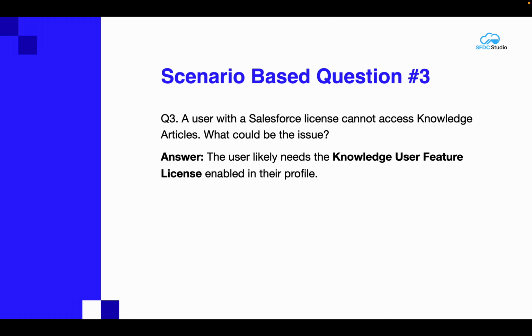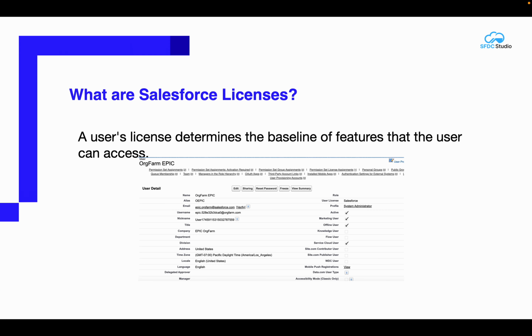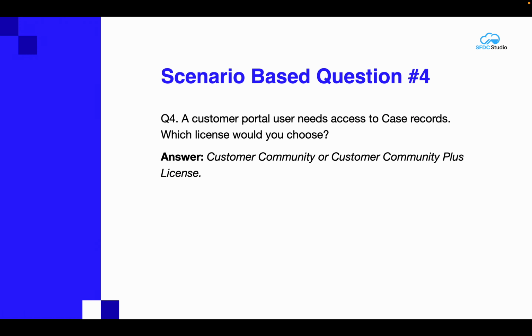Here is the third question: a user with a Salesforce license cannot access knowledge articles, what will be the issue? So the user needs to have the knowledge article feature license enabled on the profile, right? This is one of the things that we will be looking into on the first page. If you have noticed, we have an option of Knowledge User, so any user will be able to use the knowledge articles, or create them, if they have this additional license, which is Knowledge User, right? Let's move to the next scenario based question 4.